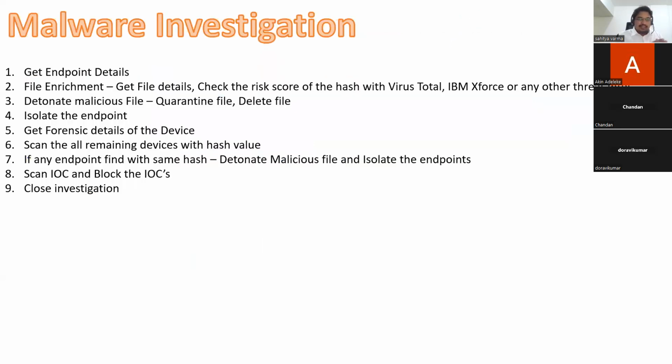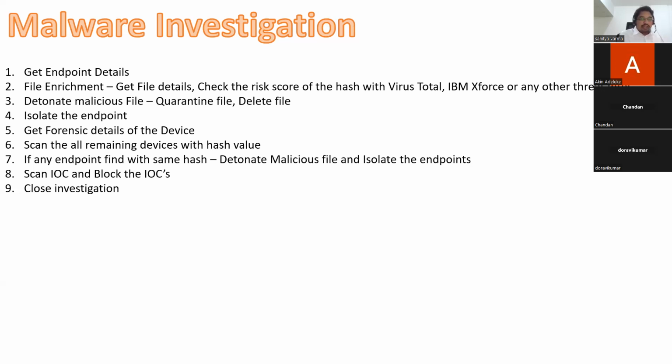The same way, let's take two more examples. This time we will take malware investigation. Here, what the analyst has to do in the incident response steps: get endpoint details and file enrichment. We have to get the file details, the hash value, the SHA-256 value, and verify that SHA-256 with VirusTotal, IBM X-Force, or any other threat intel source. If the file is malicious, identified by the risk score, then we will isolate the endpoint, depending upon the EDR solution.